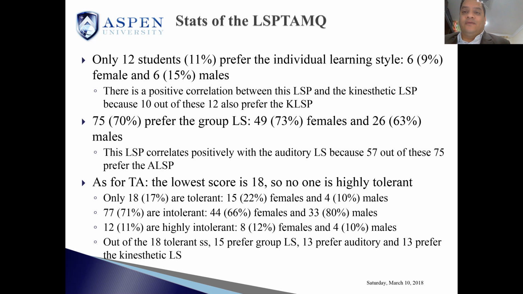75 students out of the 108, which is exactly 70%, prefer the group learning style preference, in contrast to only 12 students preferring the individual learning style preference. 73% is the percentage of females, and 63% is the percentage of males who prefer the group learning style, which means that females tend to prefer working in groups more than males. But overall, the majority of all the students prefer this learning style preference.